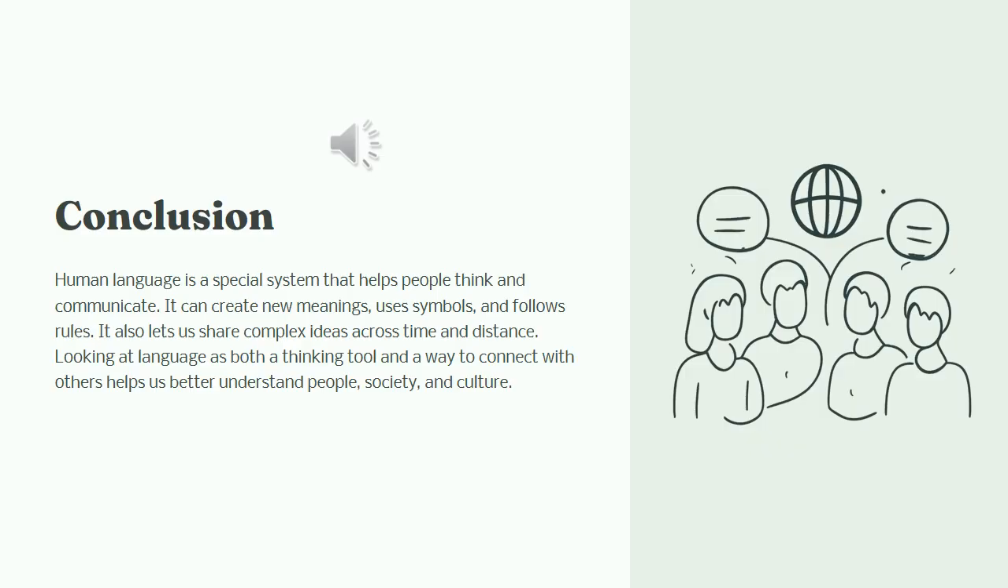Coming to the last part of this lesson, we have the conclusion. Human language is a special system that helps people think and communicate. It can create new meanings, uses symbols, and follows rules. It also lets us share complex ideas across time and distance. Looking at language as both a thinking tool and a way to connect with others helps us better understand people, society, and culture.